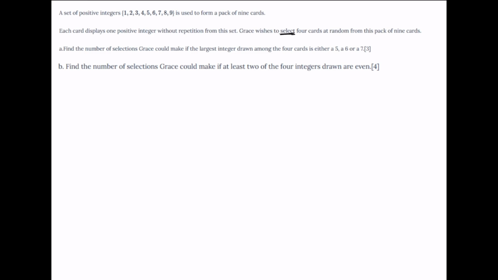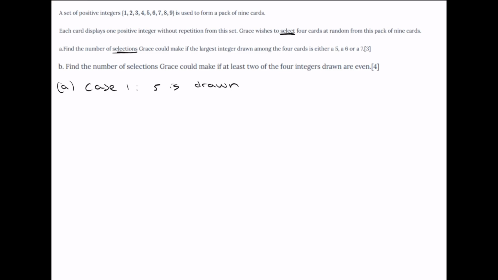Part A. Find the number of selections, again combinations, Grace could make if the largest integer drawn among the 4 cards is either a 5, 6, or a 7. So we have to review cases. This is part A. Case 1 is when 5 is drawn. And why are we doing this? Because it says to find the number of selections Grace can make if the largest integer is a 5, right? So the largest integer is a 5.